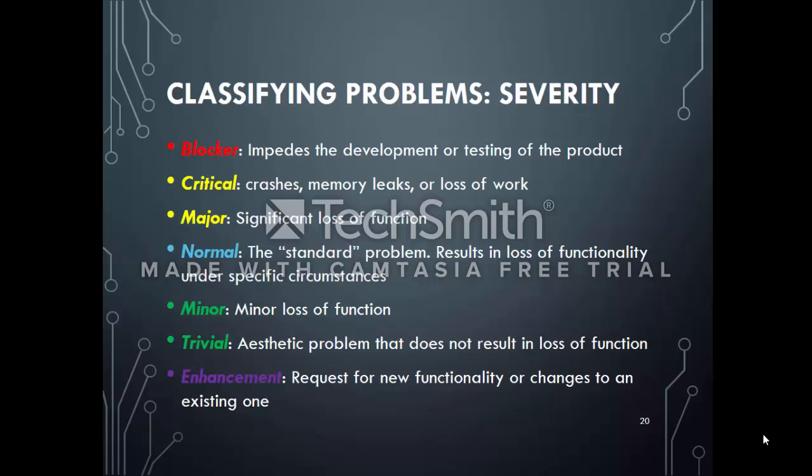A problem severity indicates its impact on the development process. Bugzilla can classify problems by the following severity levels. Blocker, also called showstopper, impedes the development or testing of the product. Critical includes crashes, memory leaks, or loss of work. Major, which indicates significant loss of function. Normal, or the standard problem, results in loss of functionality only under specific circumstances.